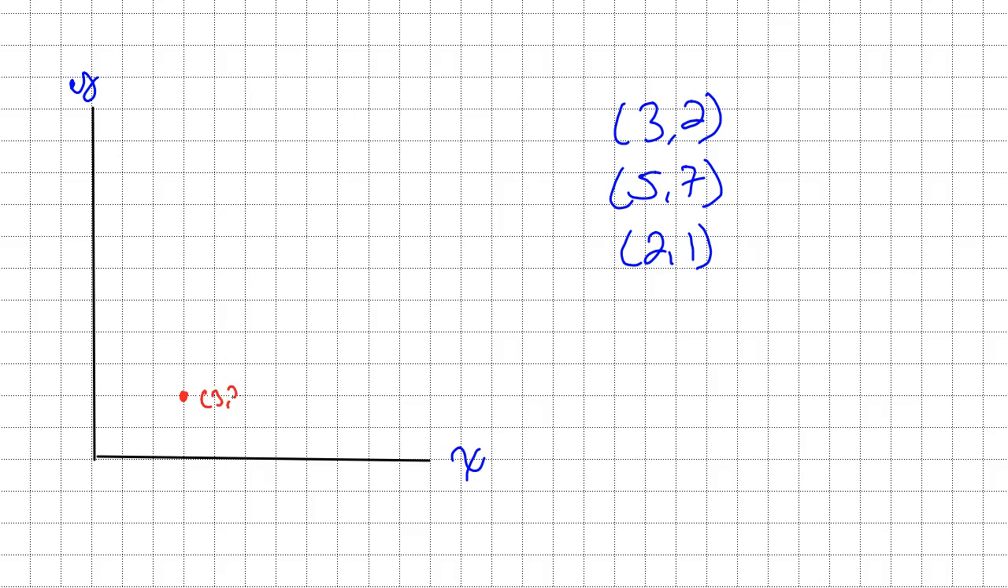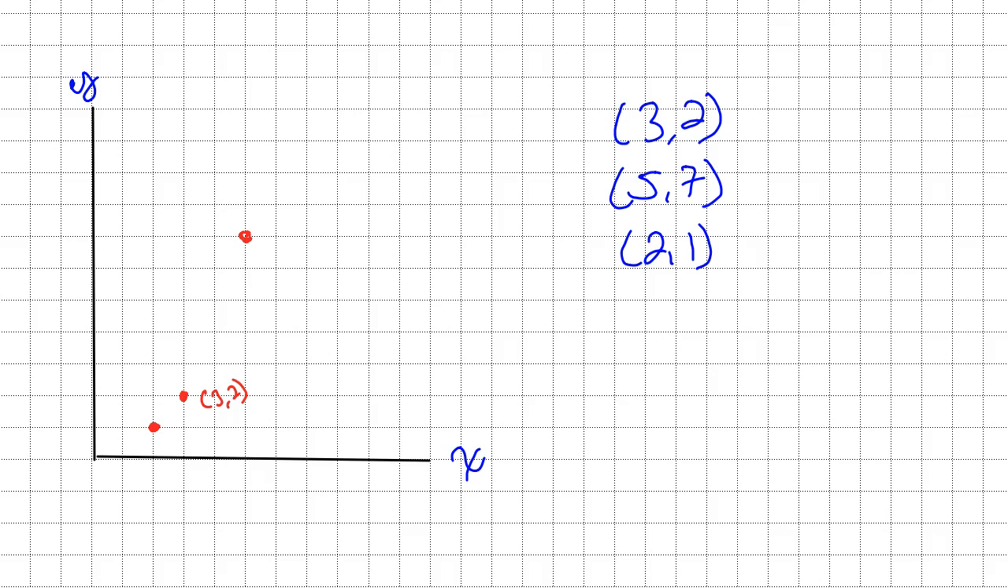This is 3, 2. Now for 5, 7, I go right 5, 1, 2, 3, 4, 5, and then I go up 7, 1, 2, 3, 4, 5, 6, 7, and I put a point. Same thing for 2, 1. I go over 2 and up 1, and there's my point. We've created a scatter plot with these 3 points. Remember, the first number always tells me how far right I'm going. The second number tells me how far up or down I'm going while I'm looking at my graph.